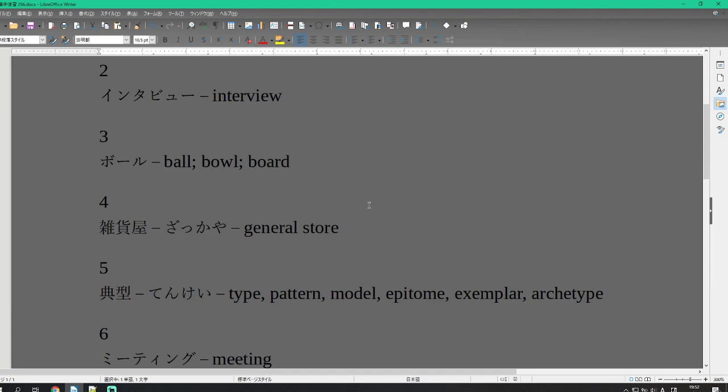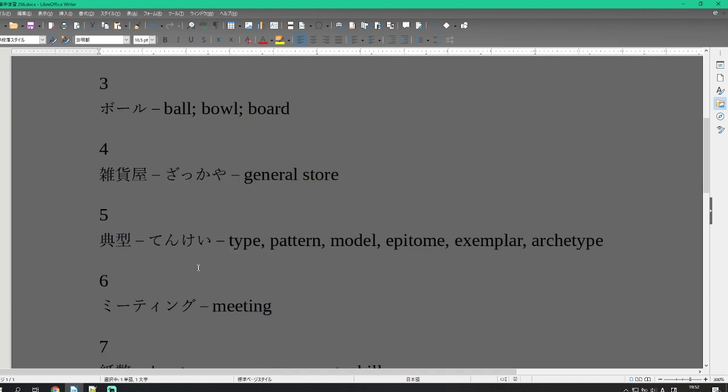Boru. Number four is zakkaya. Zatsu on the left side is miscellaneous. Ka in the center is property, and ya on the right side is a store. So together we have a miscellaneous property store, which is a general store, a zakkaya.